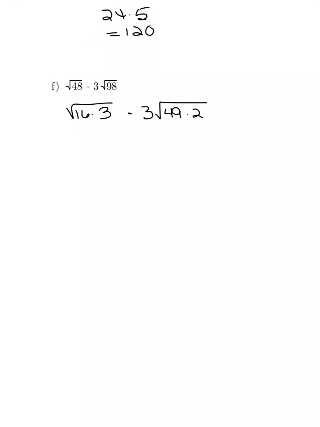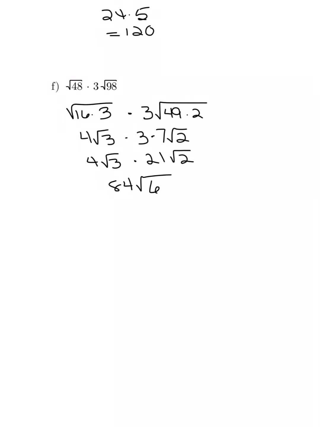Your first radical now becomes 4 square root of 3 times 3 times the second radical is 7 square root of 2. Cleaning up that second one, we will now have times 21 square root of 2. Now that each of them is simplified, you multiply the numbers outside and get 84. Multiply the numbers inside the radical and you get the square root of 6. Check that square root, that number is 6. That does not simplify. So that is your answer.